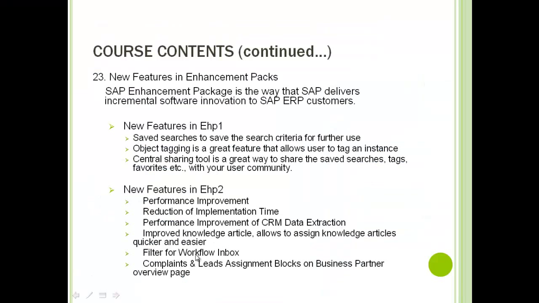The new features that have been added in Enhancement Pack 2 are the performance improvement, reduction of implementation time, performance improvement in CRM data extraction, and improved knowledge articles. It allows you to assign knowledge articles quicker and easier. Then there is the option of filtering in the workflow inbox, and some additional assignment blocks such as complaints and leads have been added in the business partner overview page.